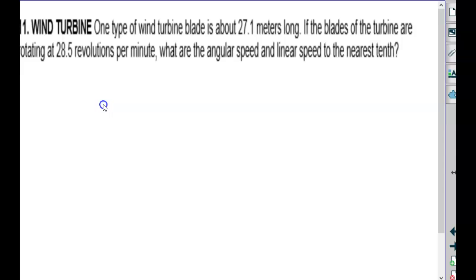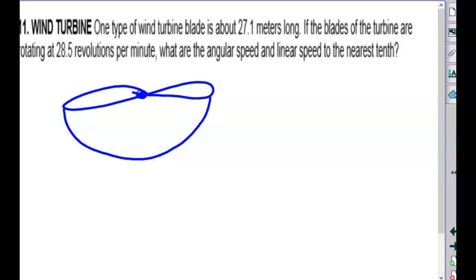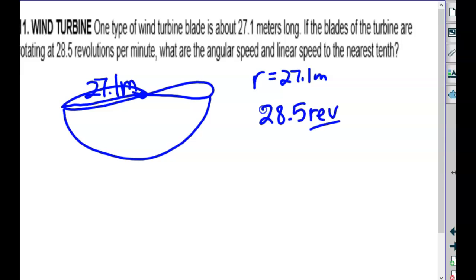One type of wind turbine blade is 27.1 meters long. So we're talking about this. So when it's spinning, what is that distance called? That'd be the radius. Everybody okay? If the blades of the turbine are rotating 28.5 revolutions per minute, what is the angular speed and linear speed? This is what's going to be on the quiz, okay?